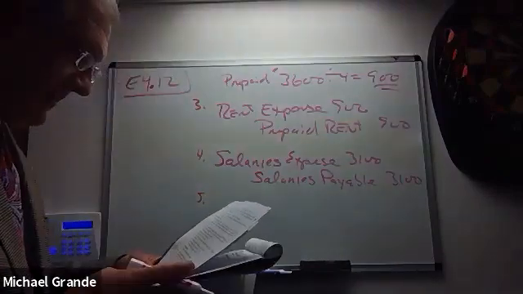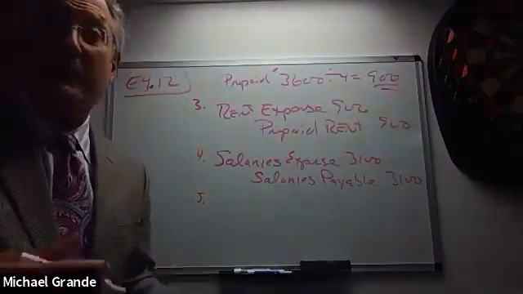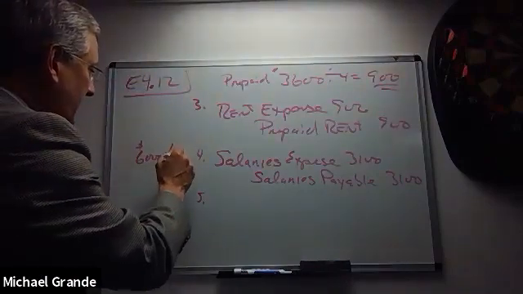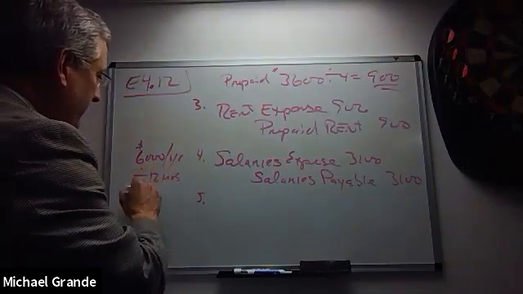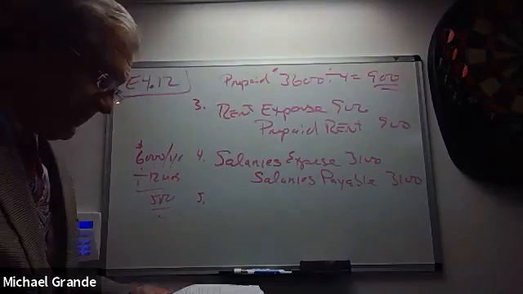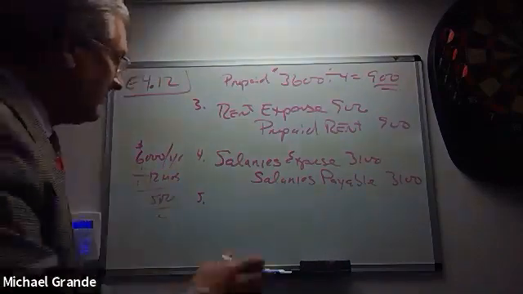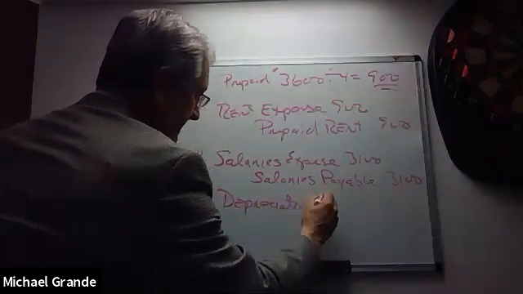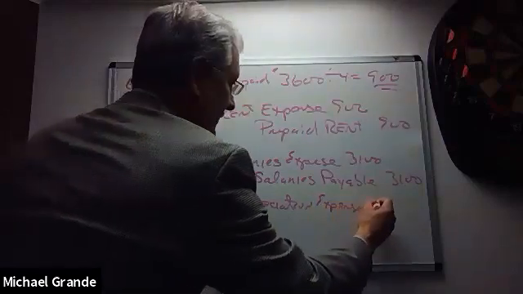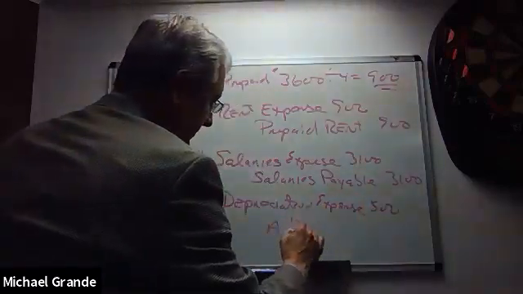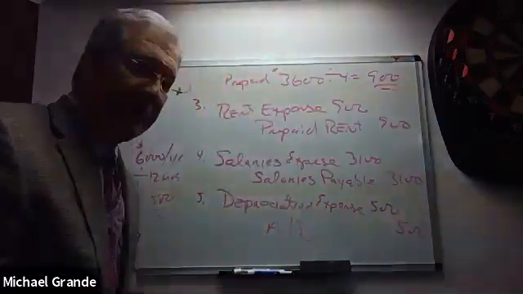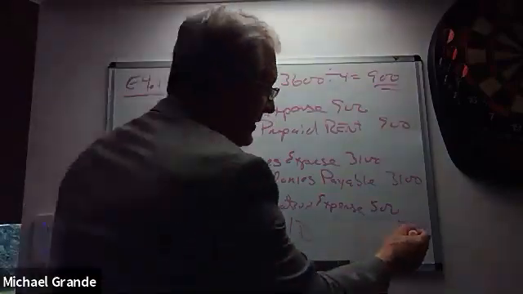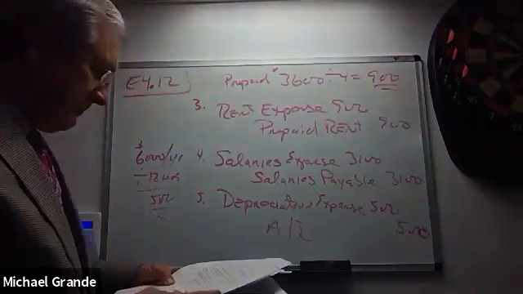Item number 5, depreciation on buildings is $6,000 per year. So $6,000 per year divided by 12 months is going to be $500 per month. So we're going to have a debit to depreciation expense of $500. And I abbreviated this A/D, accumulated depreciation, for $500 as well.